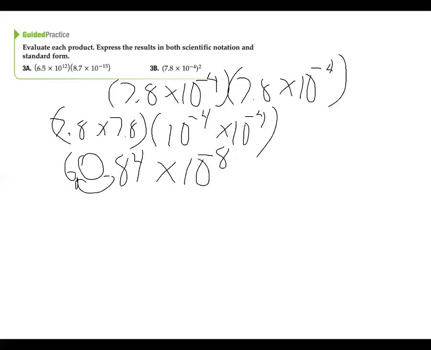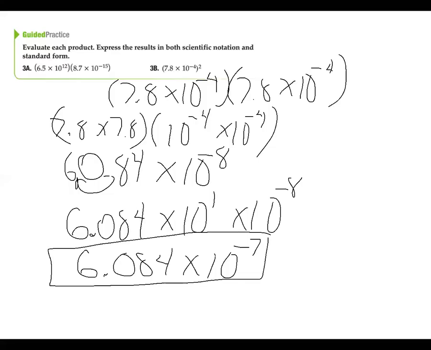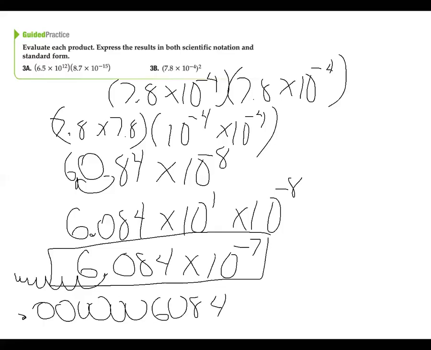Move one place to the left, so you have 6.084 times 10 to the first times 10 to the negative 8. So that's going to be 6.084 times 10 to the negative 7. That's it in scientific notation. Then, to get it in standard form, you have to move that decimal 7 places to the left. So 1, 2, 3, 4, 5, 6, 7. So you'd have 0.000006084. A lot of zeros there.